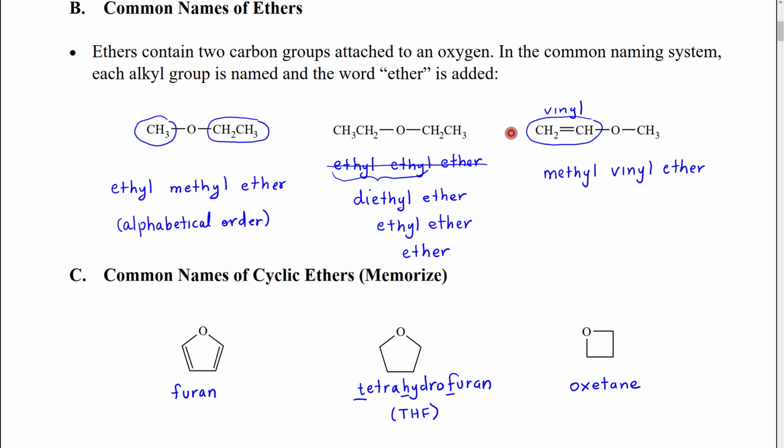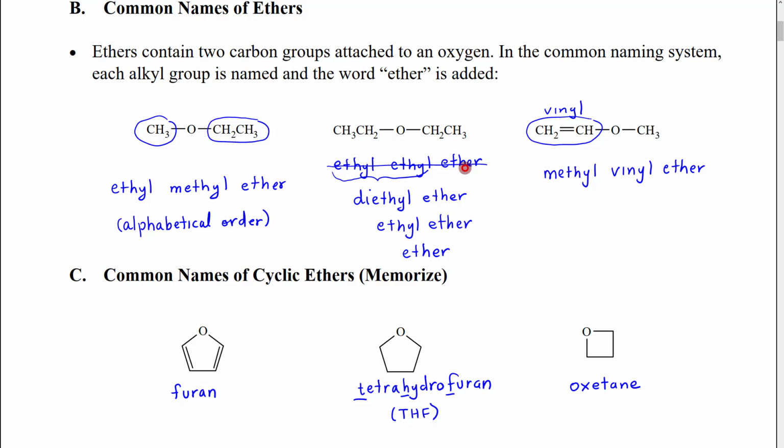If the 2 groups are the same, for example in this case where we have 2 ethyl groups, we do not call this ethyl, ethyl, ether. What we do is we abbreviate the 2 groups using the di prefix. So ethyl, ethyl becomes diethyl ether. This is the most correct common name.